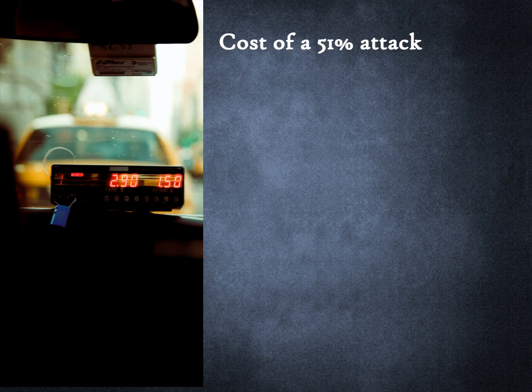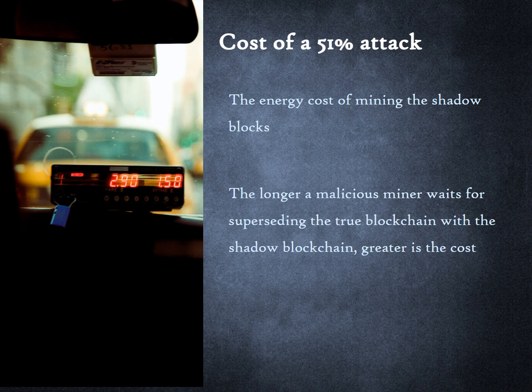Now that we understand the attack, some reflections on the cost of the 51% attack. First, there is the energy cost of mining the shadow blocks. Since the real blocks are mined every 10 minutes, the malicious miner must keep mining blocks at the same pace. Otherwise, the shadow chain won't be longer than the real chain. Second, the longer the malicious miner waits for superseding the true blockchain with the shadow blockchain, greater is the cost because she needs to mine a larger number of shadow blocks.